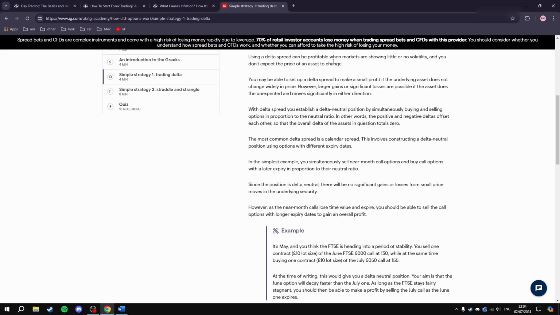Using a delta spread can be profitable when the markets are showing little or no volatility and you don't expect the price of an asset to change.